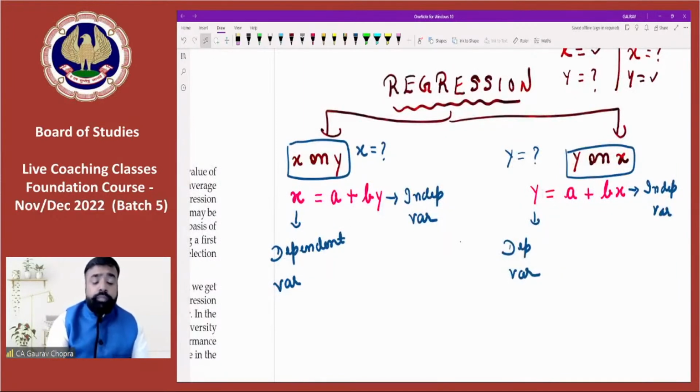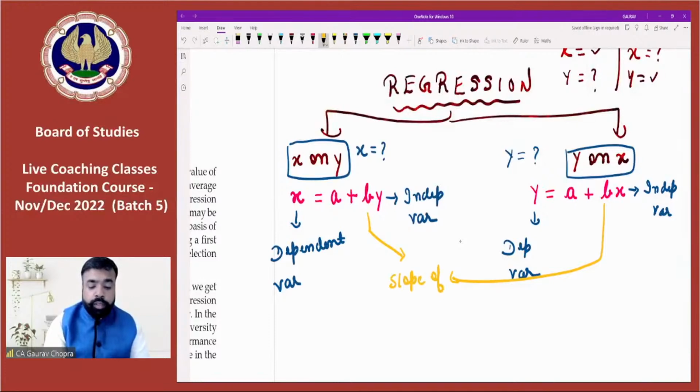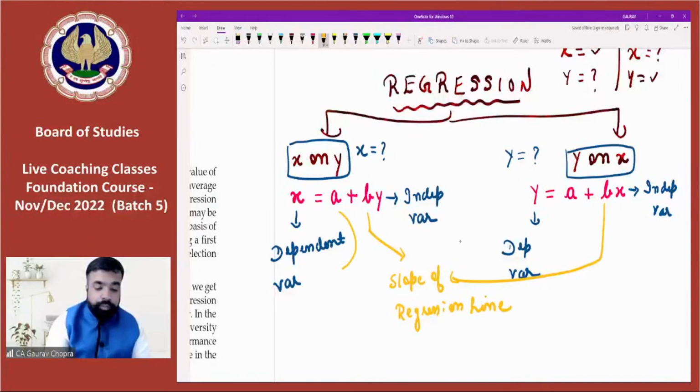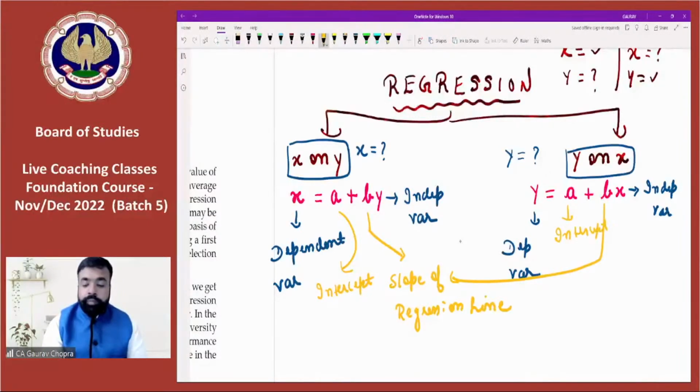Now, there are a and b. These are the two constants. This b is known as the slope of the regression line. This is the slope. And this a is known as the intercept. Intercept means the height, and b is the slope.